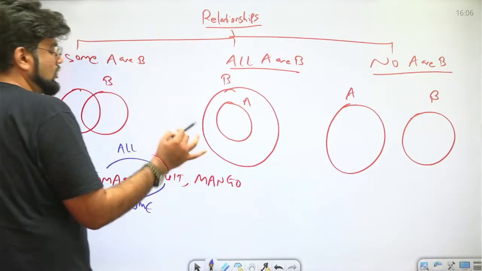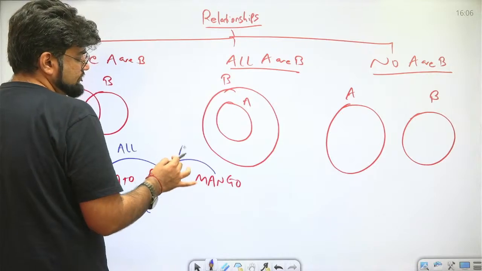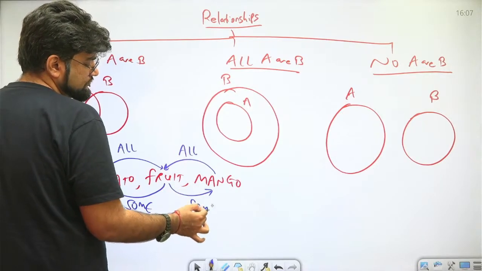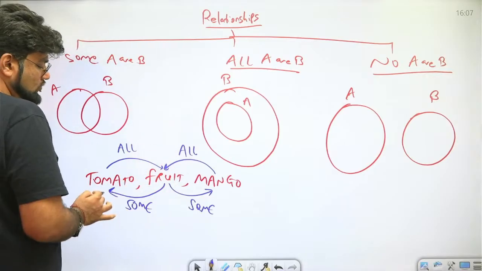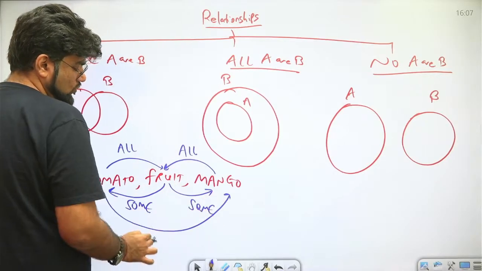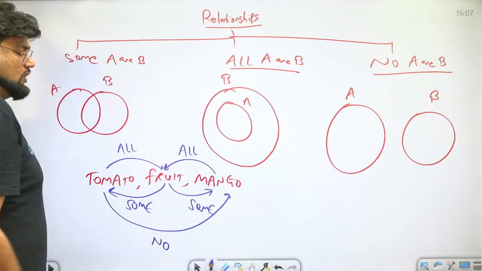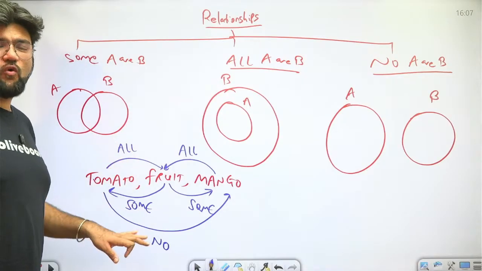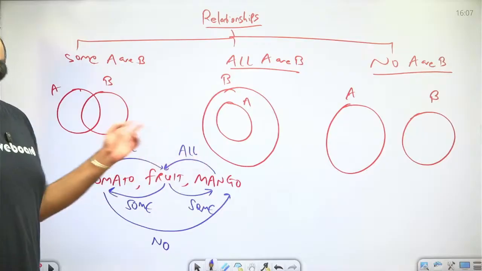What about fruit and mango? Again, all mangoes are fruits and some fruits are mangoes. What about tomato and mango? So tomato and mango, there is a relationship of no. No tomato is a mango. Now, for all and some, there will be two-way relationships. For no, if you have gotten no from one end, the other end is also going to be no only.